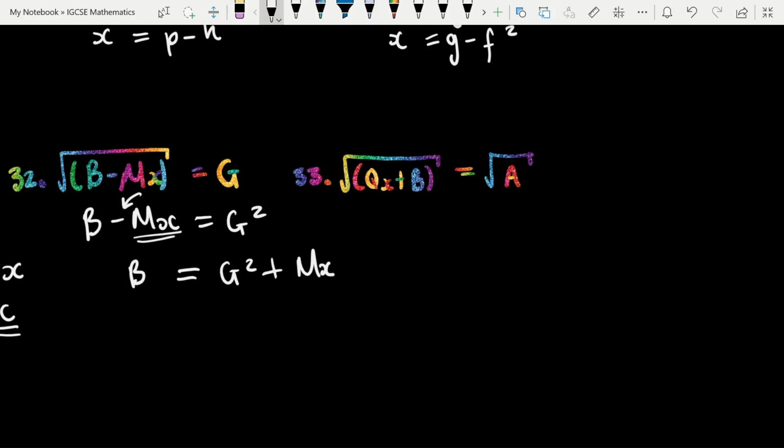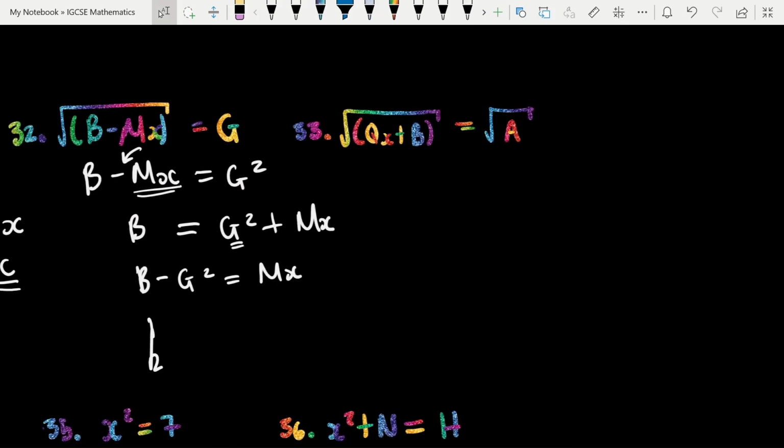Now what do I do to make x the subject? I take everything which is not x to the other side, starting with who? G squared first, because it is further from x than m. So g squared goes to the other side. It will now be b minus g squared is equal to mx. Then who next? M now goes. M was multiplying, so he will go to the other side and divide. So it's going to be b minus g squared all over m is equal to x.